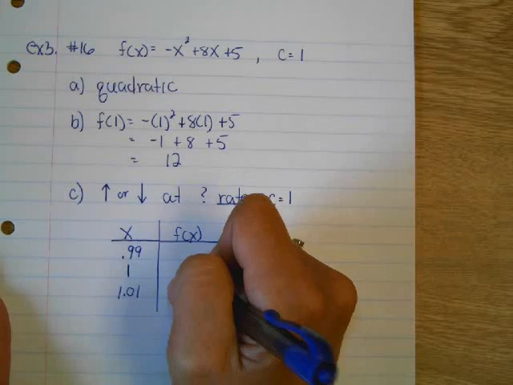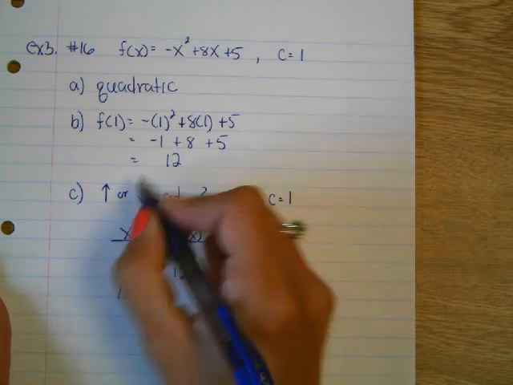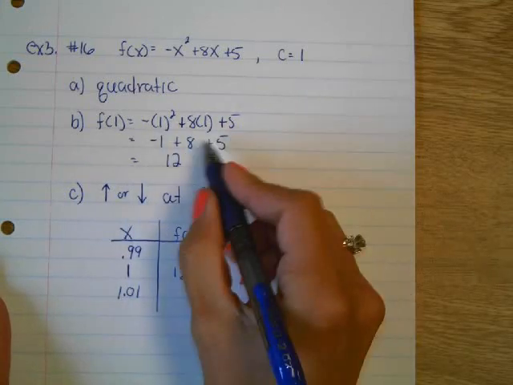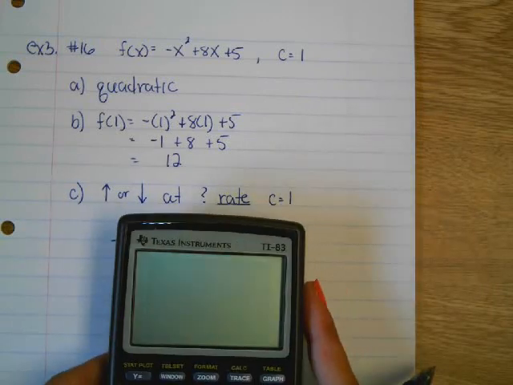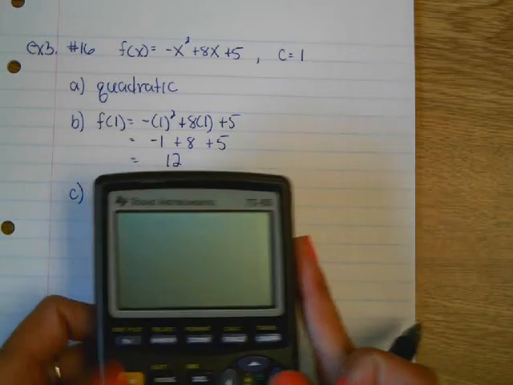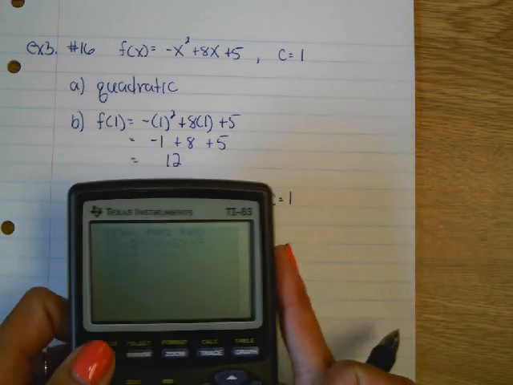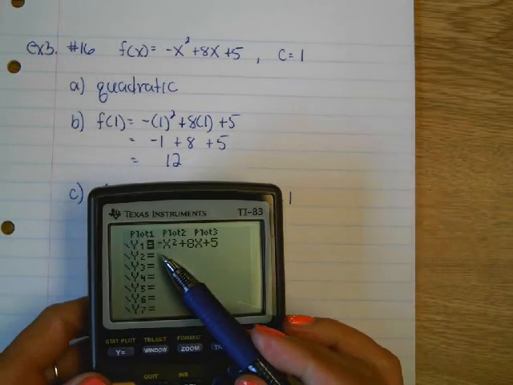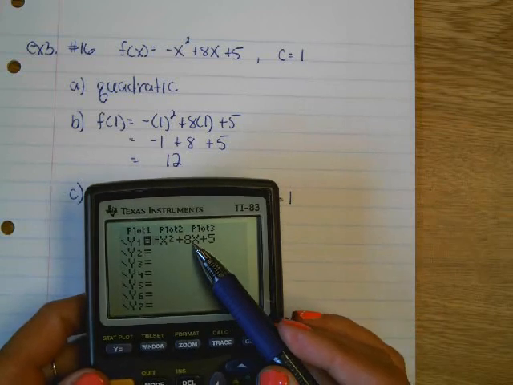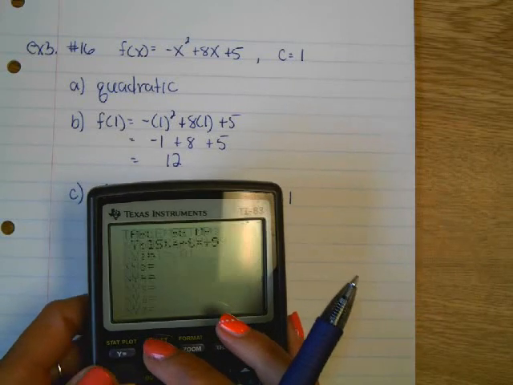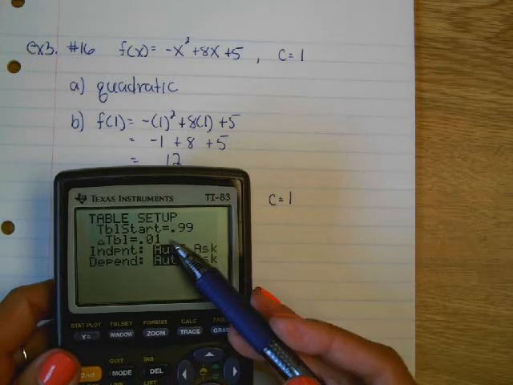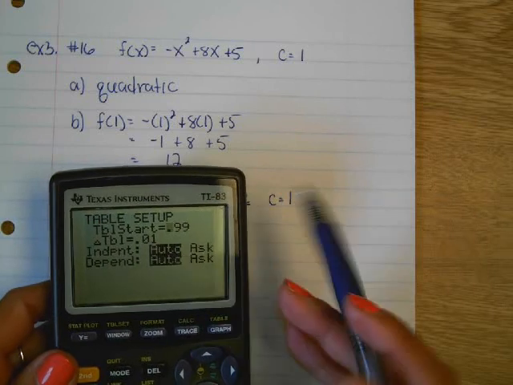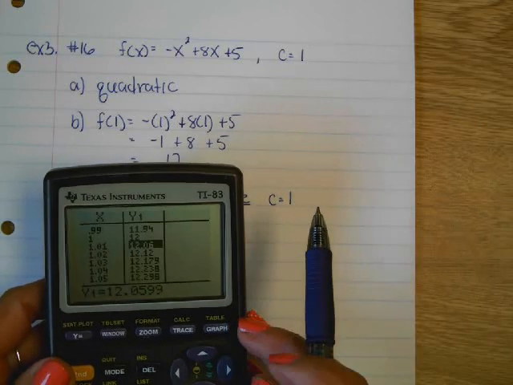So I know the 1 value, it's 12. To get these other two, I could plug 0.99 in here, crank through it, and then plug 1.01 in here. It's much quicker to use the table feature on your calculator. So get used to this. We'll go to the y equals. Clear this out. I think I already have it typed in here. Negative x squared plus 8x plus 5. I'm going to go to the table set. I want it to start at 0.99. And I want the increment to be 0.01.